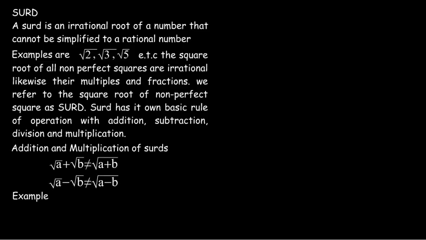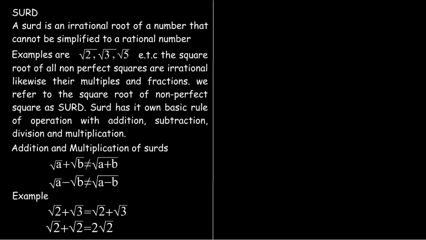Example, root 2 plus root 3 will just be equal to root 2 plus root 3, since the swords are different, you cannot actually add them. But if you have something like root 2 plus root 2, it will be equal to 2 root 2. So if your sword is the same, you add the coefficients.